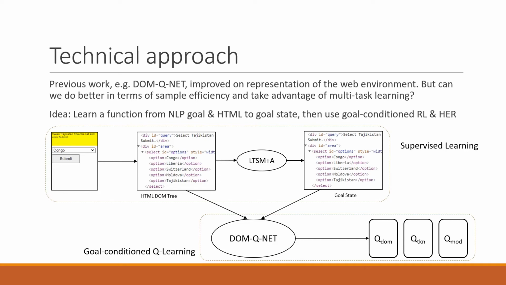We use an LSTM network with attention to learn the function for the goal state. This is actually a supervised learning problem. And then we concatenate the current state and the goal state as inputs into the DOM-QNet to perform a goal-conditioned Q learning process. Both parts of the training are done on multiple tasks at the same time.